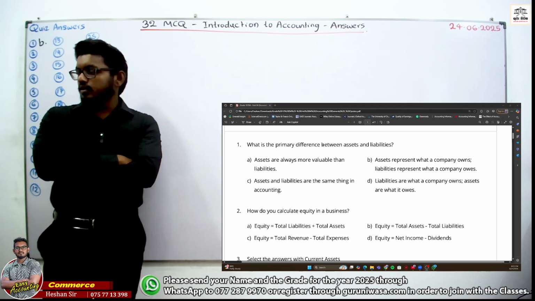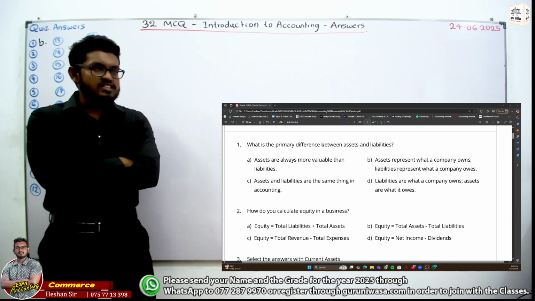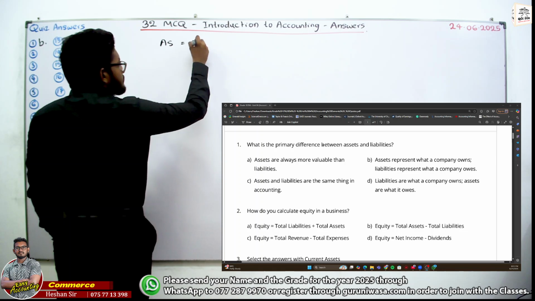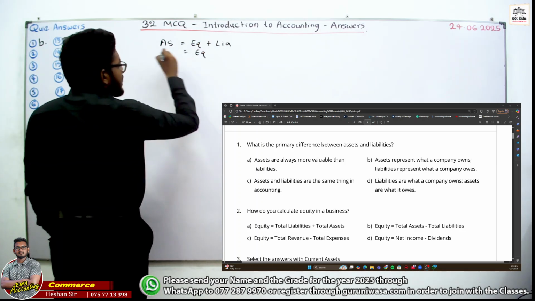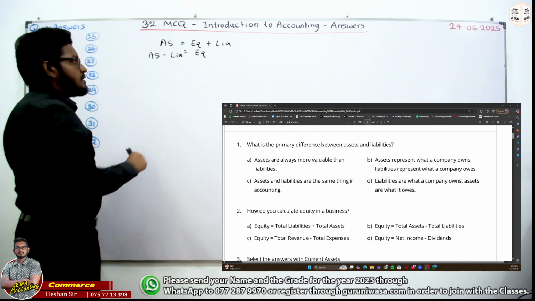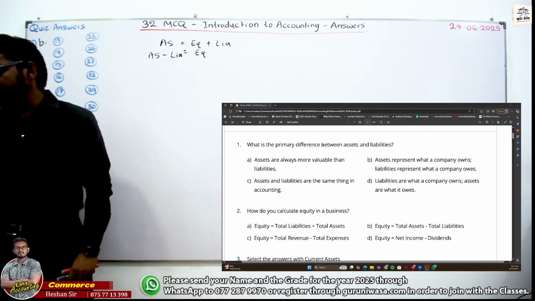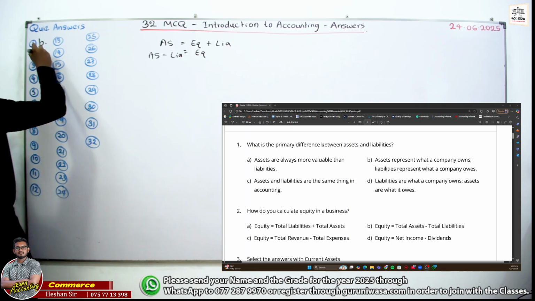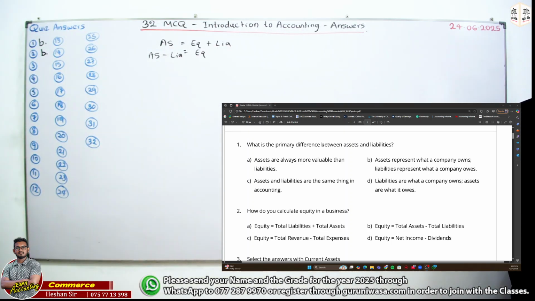How do you calculate equity in a business? Assets equal equity plus liability. So if we want to calculate equity, we can take liability to this side. So assets minus liability is the equity. Understand? So equity equals total assets minus total liabilities. We can go with the answer number B.